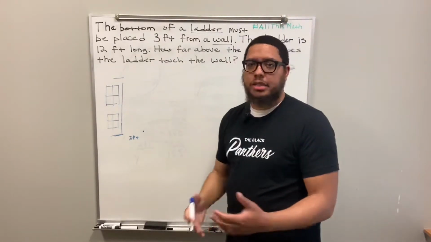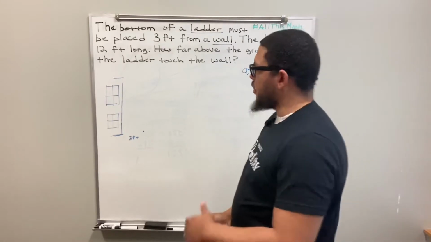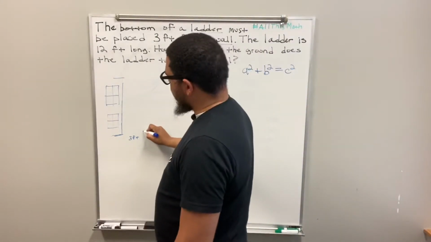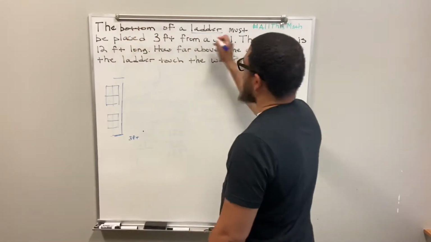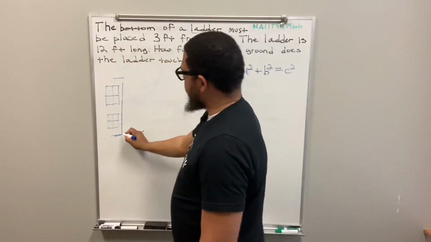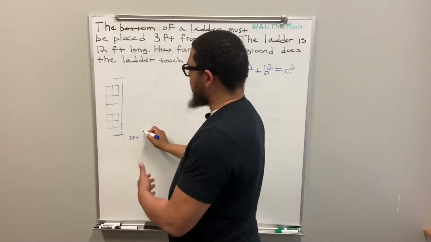From the bottom of the ladder to the top of the ladder, from one end of the ladder to the other, that's 12 feet long. So that means, of course, the bottom of the ladder is going to go right here. How do I know that? Because the first sentence says the bottom of the ladder must be placed 3 feet from the wall. And here's the wall, and here's the ground where the ladder is going to be placed.